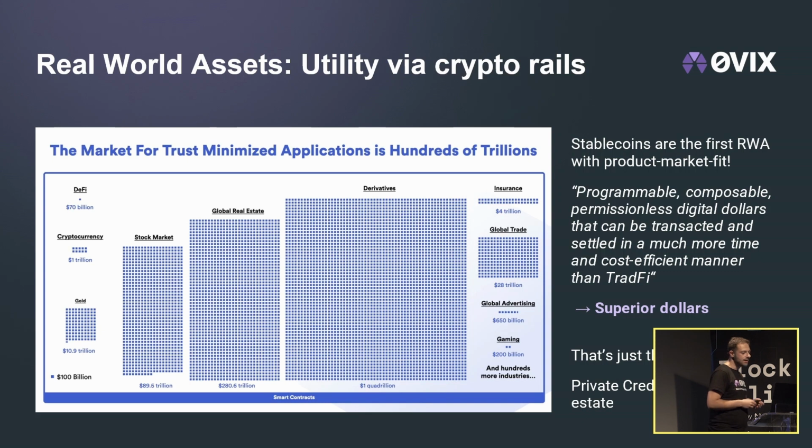So there are many different utilities that could be brought by the tokenization of real-world assets. And that's why, again, I say that we see it as a very important part of the massive adoption of blockchain.